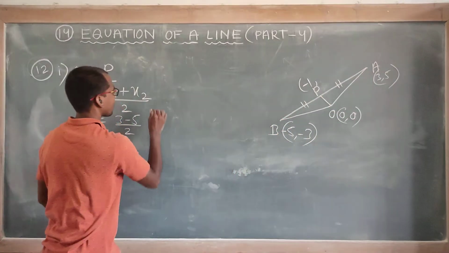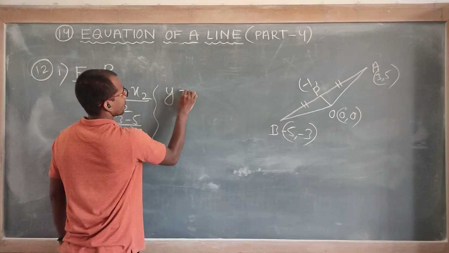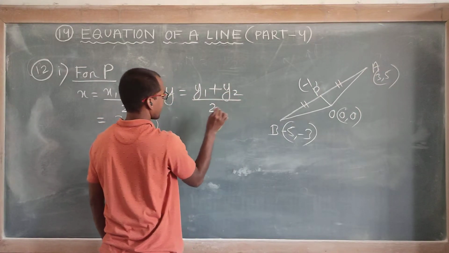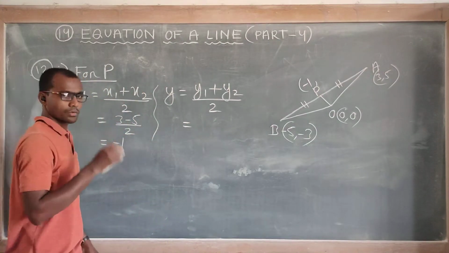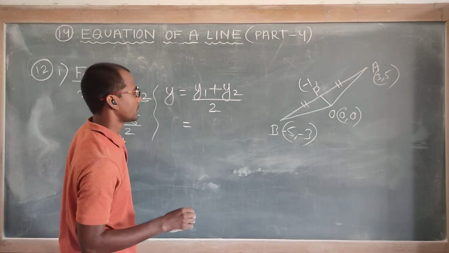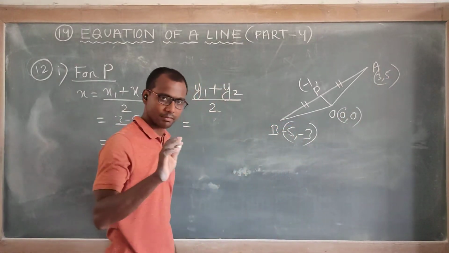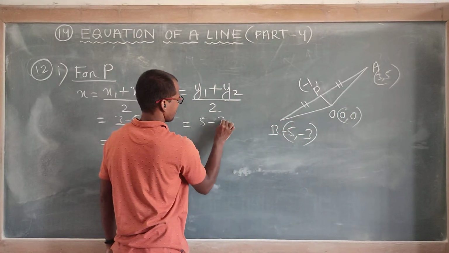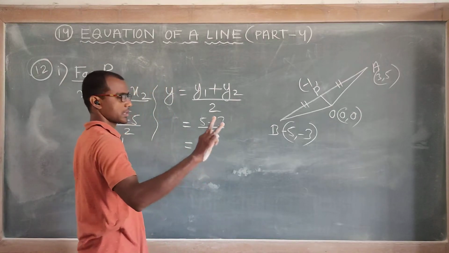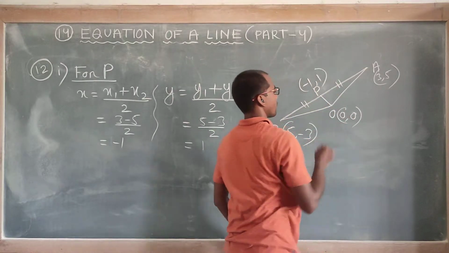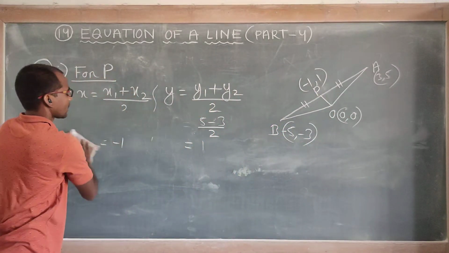Now let us go for the y coordinate. Y is equal to y1 plus y2 by 2. Again, y1 plus y2 means 5 plus minus 3, or 5 minus 3. 5 minus 3 is 2, 2 by 2 is 1. So the y coordinate is 1. Okay, we got the coordinates of point P.